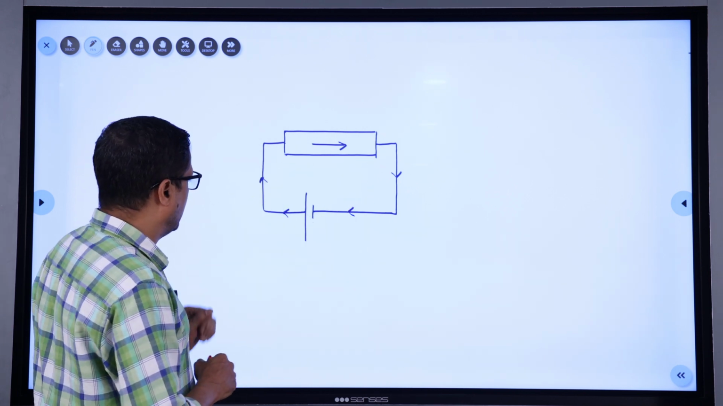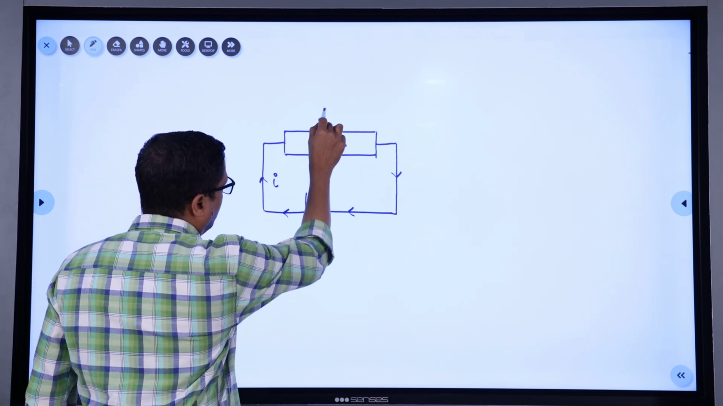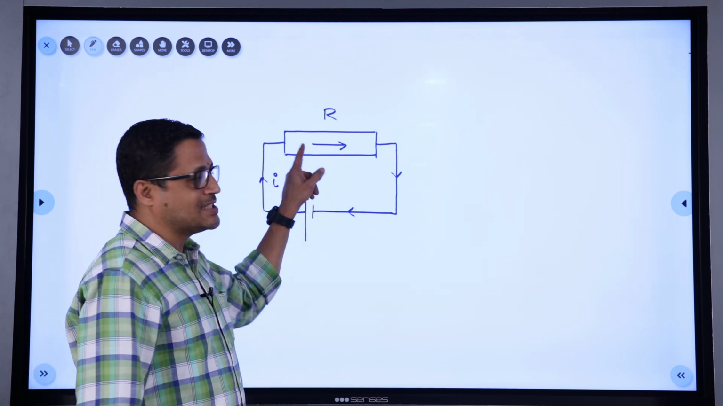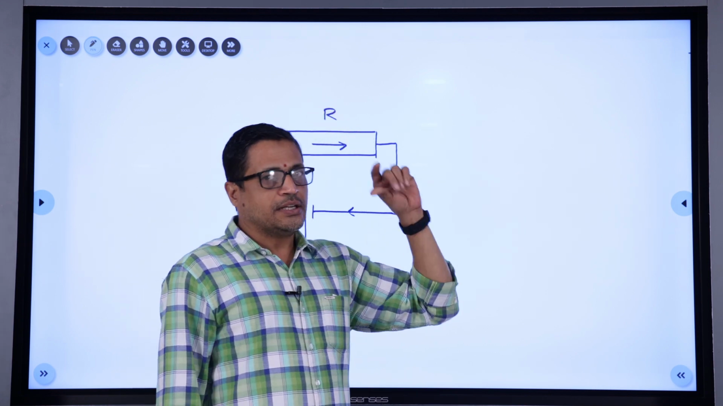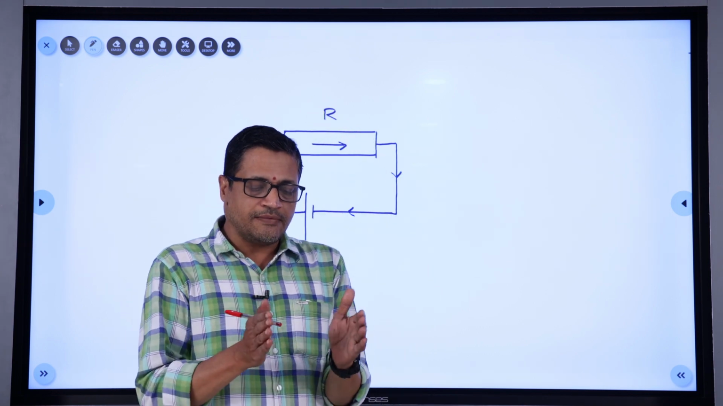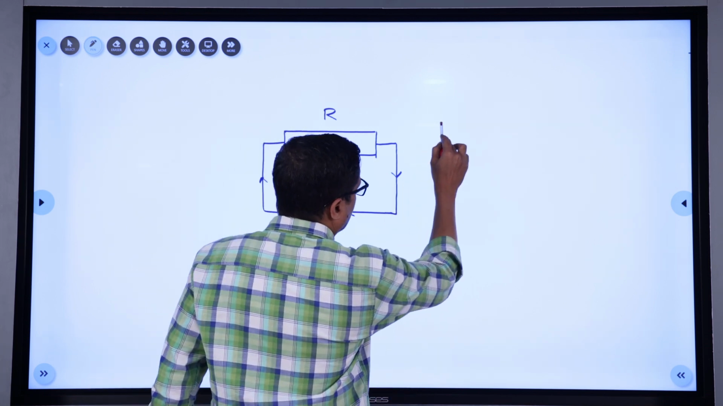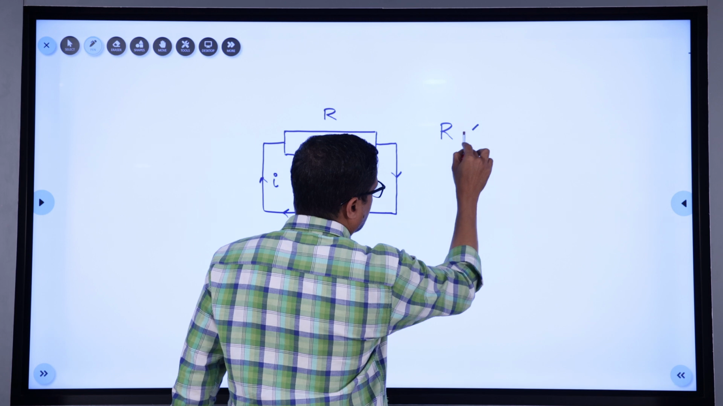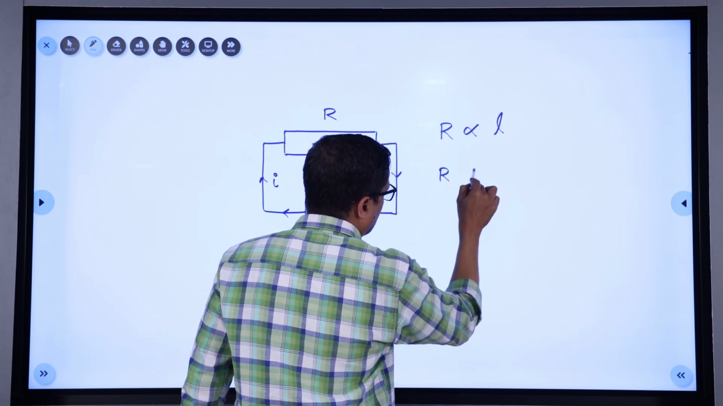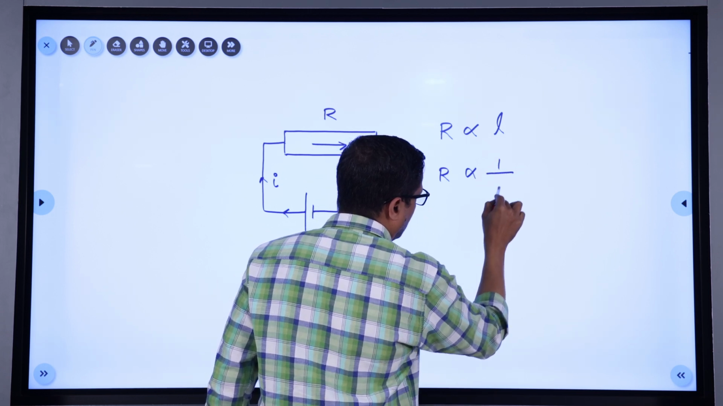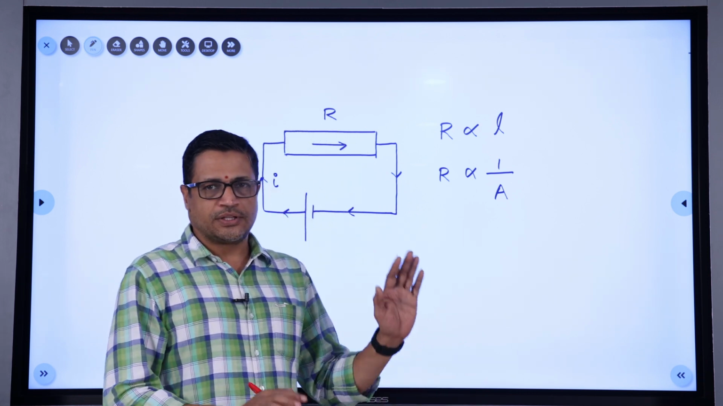And when the current is flowing in it, this current will depend on the value of resistance of this resistor. Now the resistance of the resistor will depend on certain other parameters: the resistance of the resistor is directly proportional to the length and inversely proportional to the area of cross section. Let us understand the reason for these two things first.